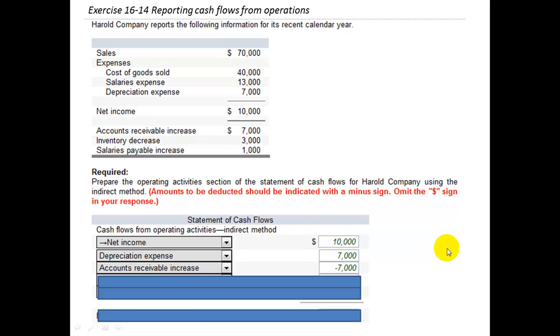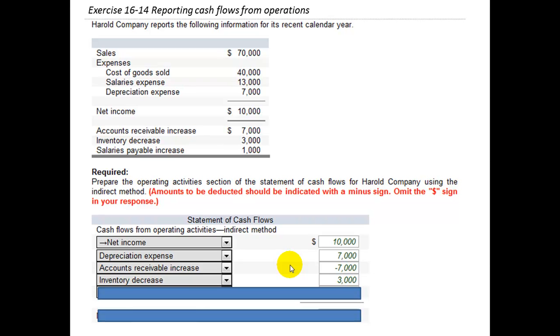Next, accounts receivable increased. So if accounts receivable increases from one accounting period to the next, that means you're not collecting as many receivables. That means you're tying up more receivables in cash, and therefore that reduces the net cash from operating activities by, in this case, $7,000.